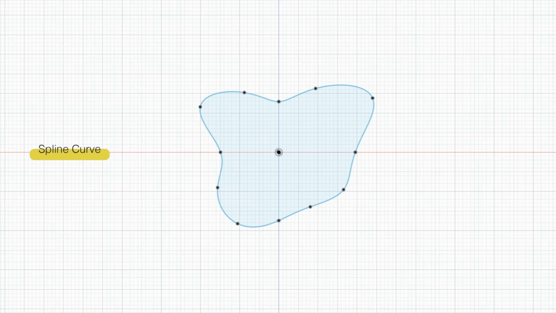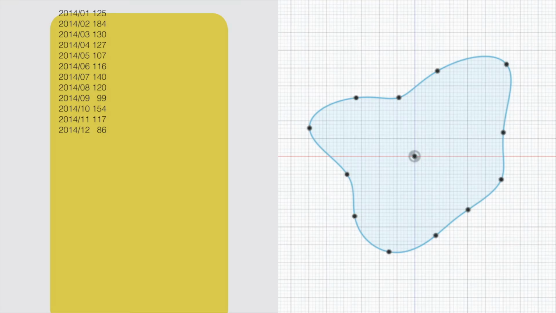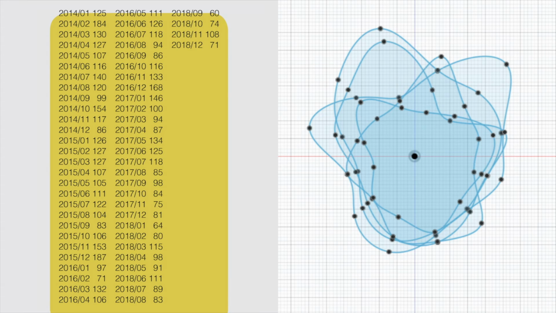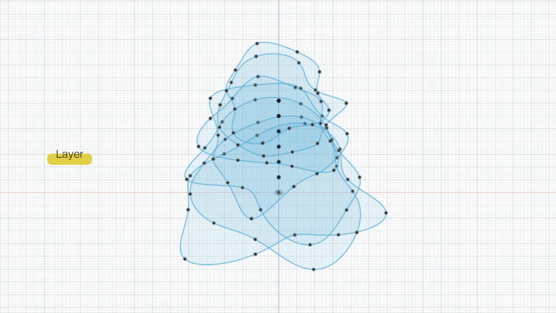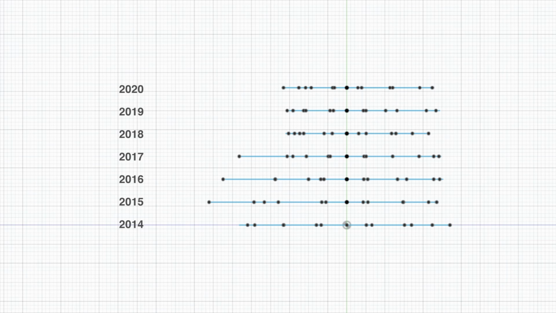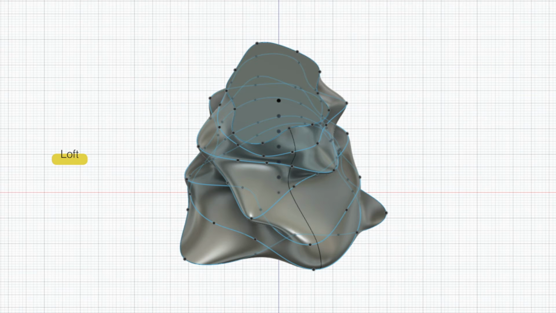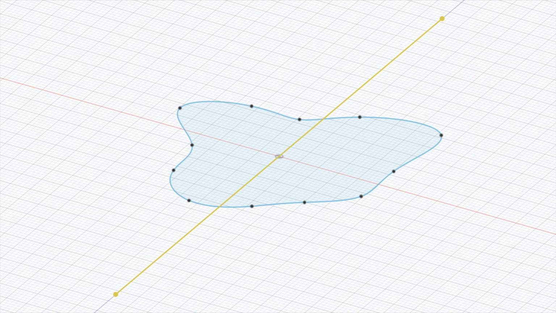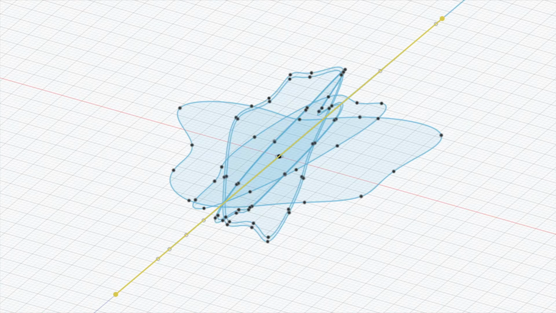And this is the 2D sketch of 2014 Beijing monthly AQI data. After that, I used the same operation on the other years' data and layered them together. Finally, I used each 2D sketch as tomography and looped them together. Here is the whole process of the generative operation. Also, there is not only one generative operation.